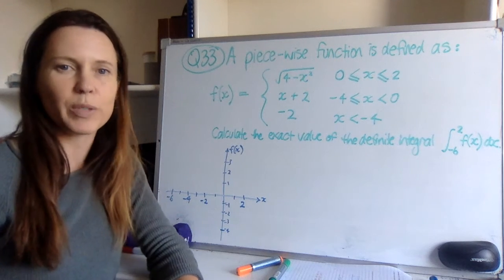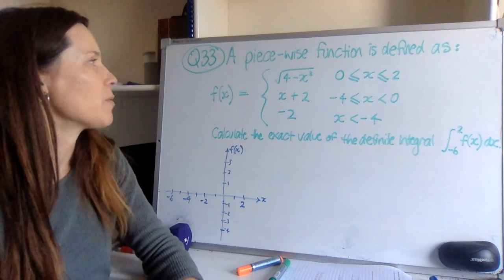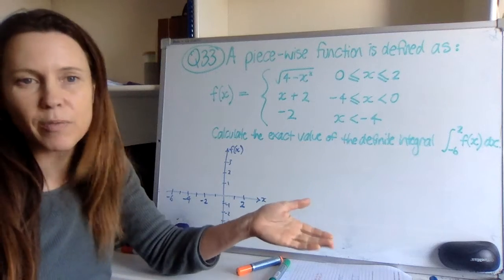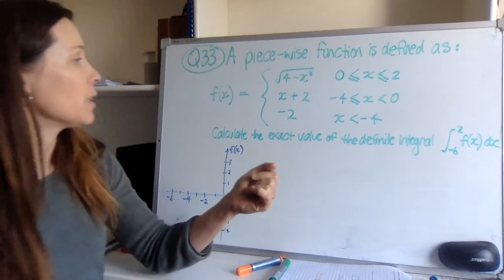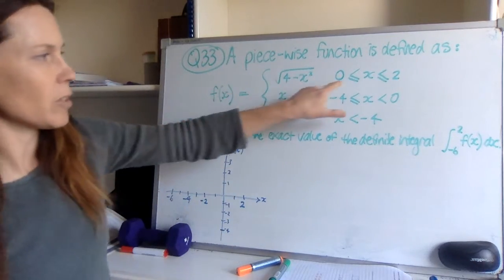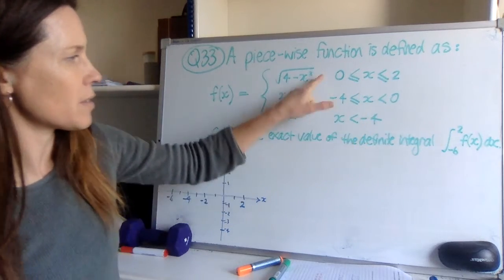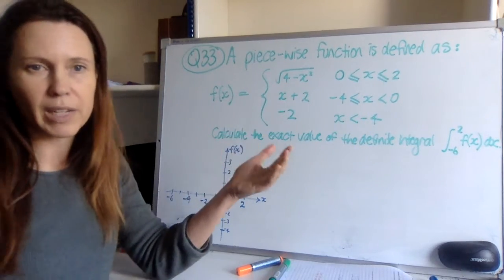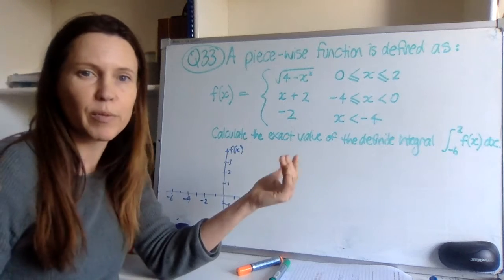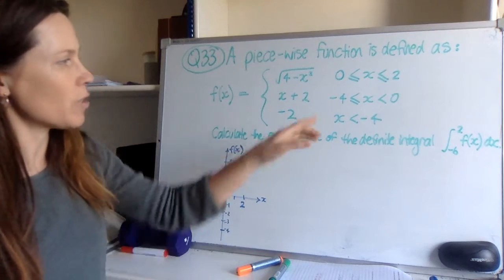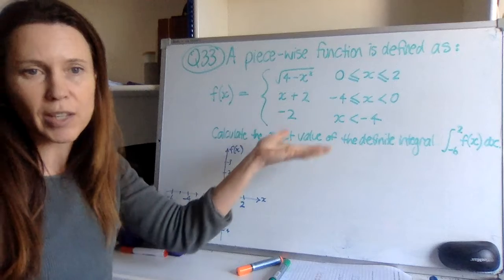Lots of people struggled with question 33 for a couple of key reasons. Firstly, it's a piecewise function, and some people found that confusing. But a piecewise function really just says, look, in different parts of the domain, there's a slightly different rule governing y equals f of x and the shape of the curve there. So you've got to draw a different sort of graph in each section.